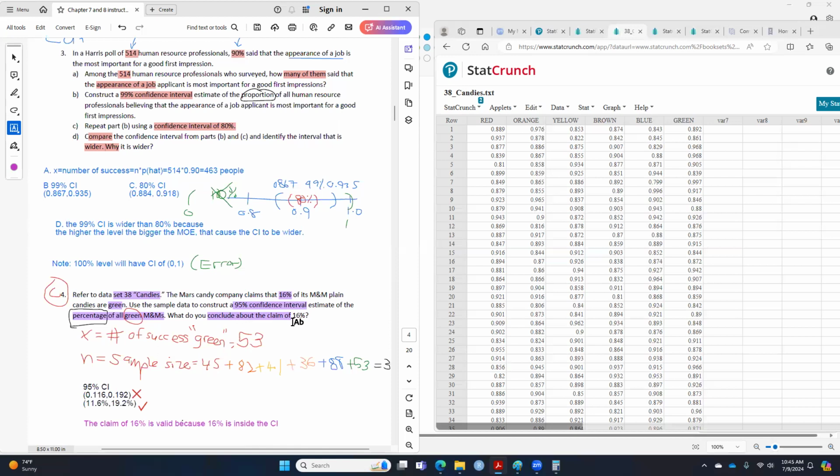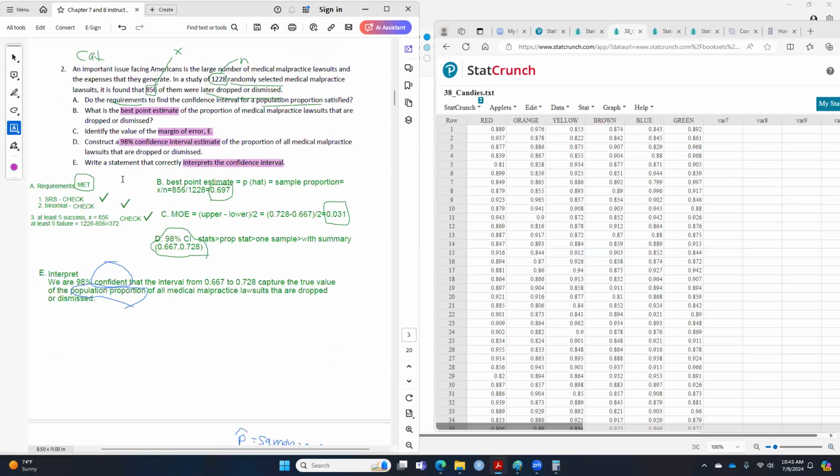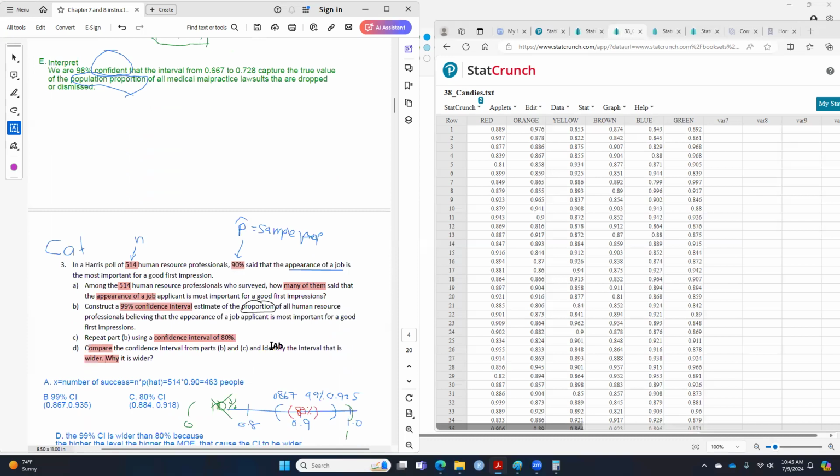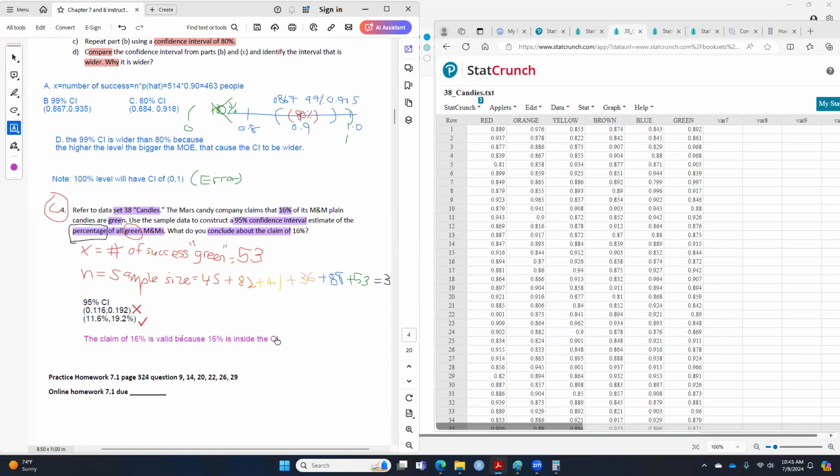Okay, so I probably will type it up for you. So maybe tomorrow you will get a copy of it, because these are the few things that the question can ask you in the finals. Usually I will definitely ask you for the requirement check, and I will ask you for the best point estimate. Sometimes I ask you for the margin of error, and sometimes I ask you to interpret. So make sure you know what the question wants you to ask for, and then you have to perform that. Okay, so that is how you do this kind of question.